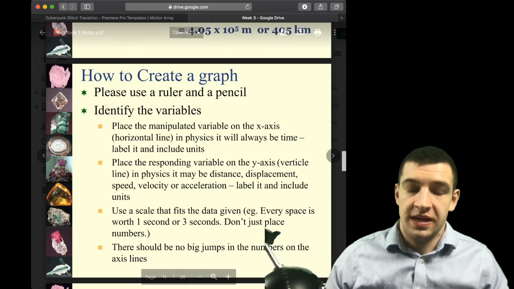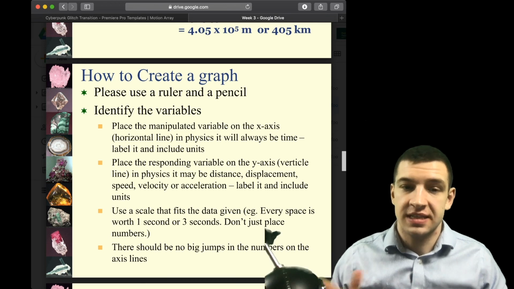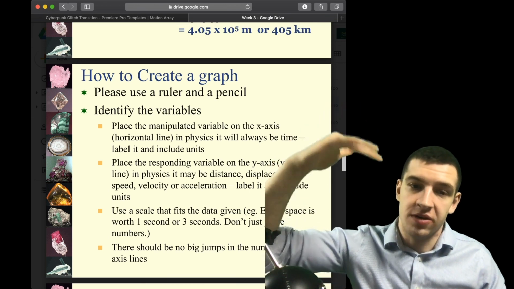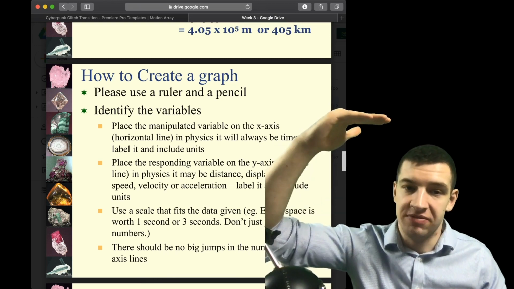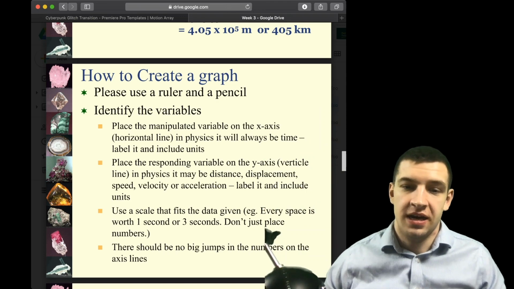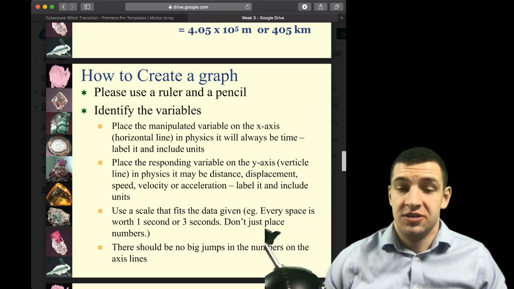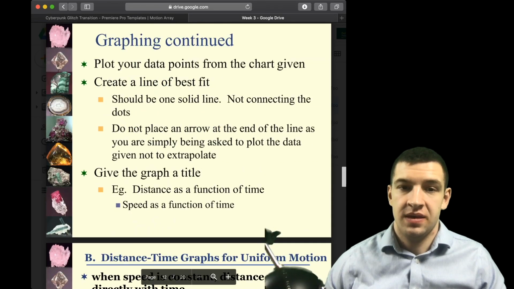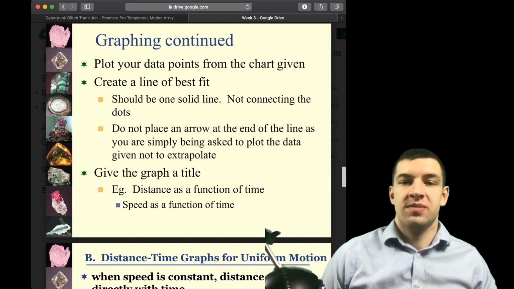So another thing is that once you pick the scale, don't change the scale. So if you're going up by 2s, stick by going up by 2s. Don't go up by 2s for half of it, then up by 1s for the rest. Don't do that, okay? Terrible idea. Again, there should be no big jumps on the number line. Okay? So plot your data points from this chart given.